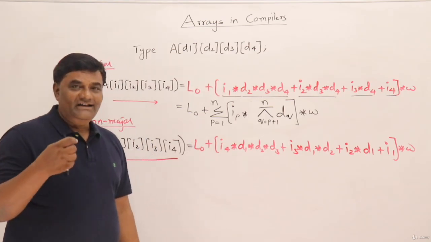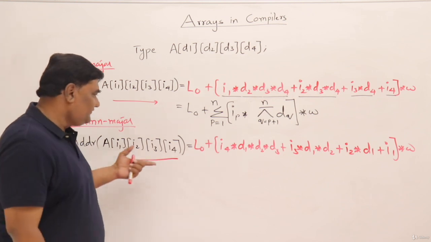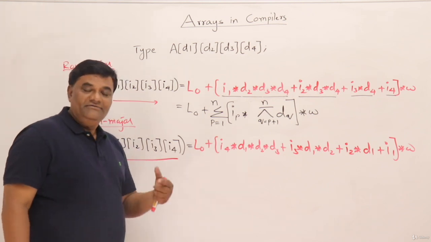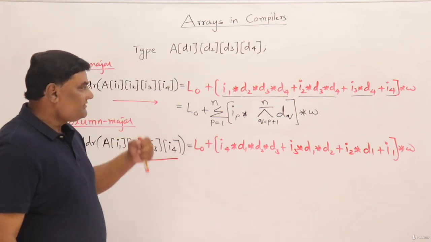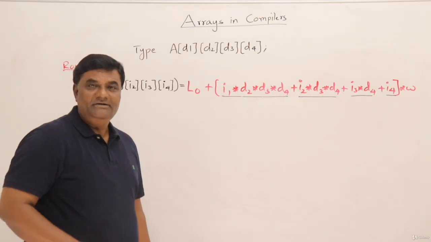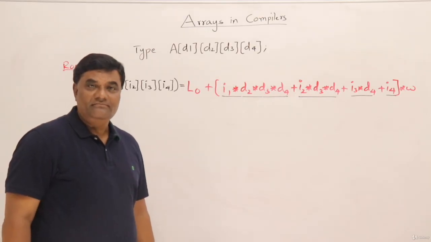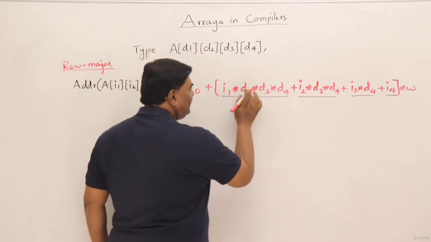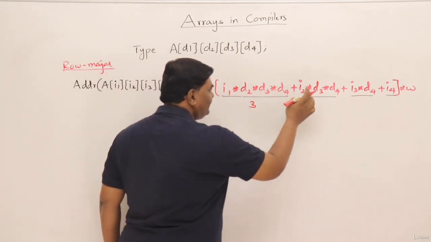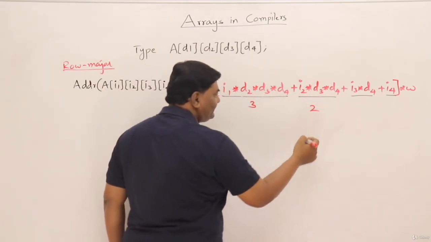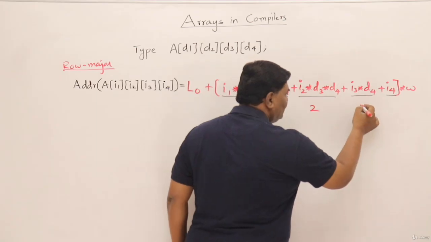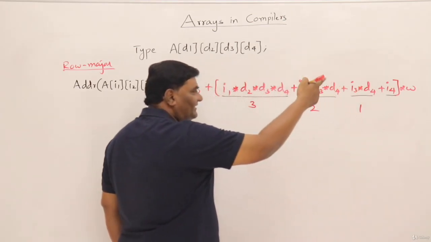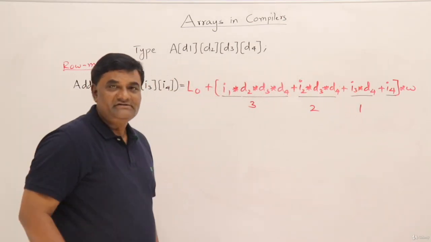Now let us do some analysis on this one. I'll remove this column major formula and we'll do the analysis on the row major formula. Let us see how many multiplications are performed for getting this result. Let us count them. 1, 2, 3. 3 multiplications here. 1, 2. 2 multiplications here. And 1 multiplication here. Then that W is common always. That is plus 1.